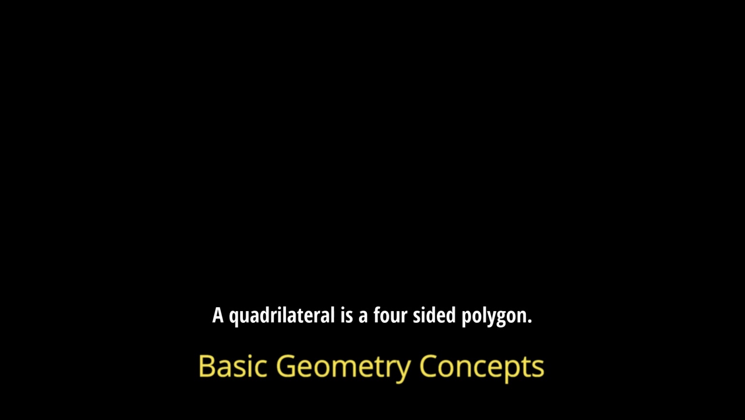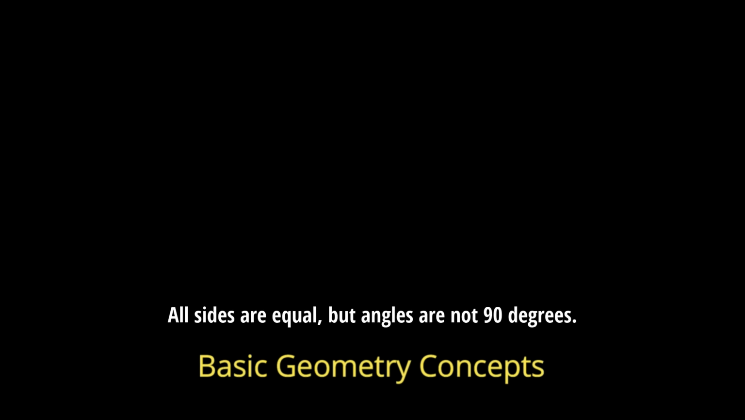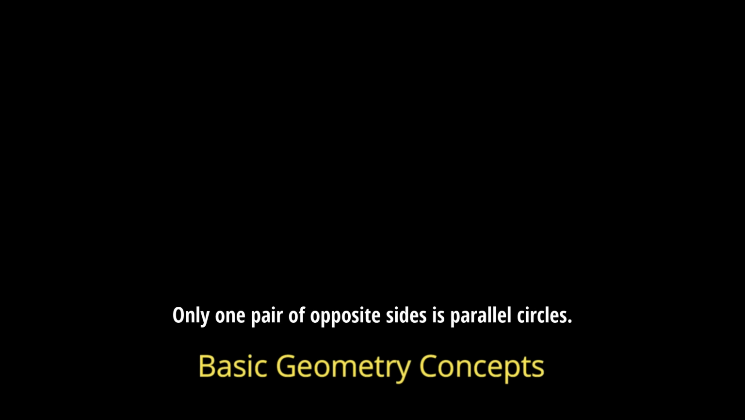Quadrilaterals. A quadrilateral is a 4-sided polygon. Square. All sides are equal, and all angles are 90 degrees. Rectangle. Opposite sides are equal, and all angles are 90 degrees. Rhombus. All sides are equal, but angles are not 90 degrees. Parallelogram. Opposite sides are parallel and equal in length. Trapezoid. Only one pair of opposite sides is parallel.